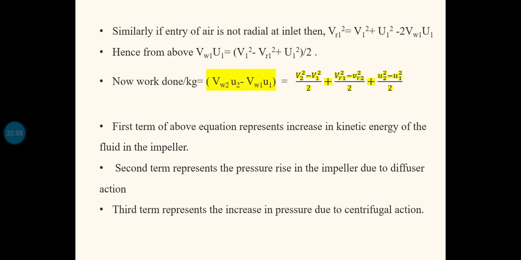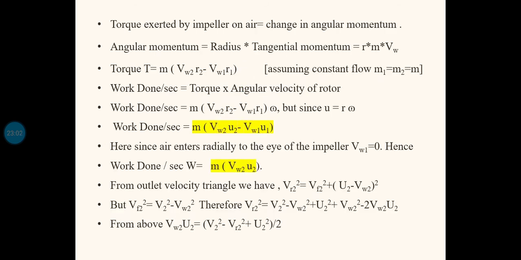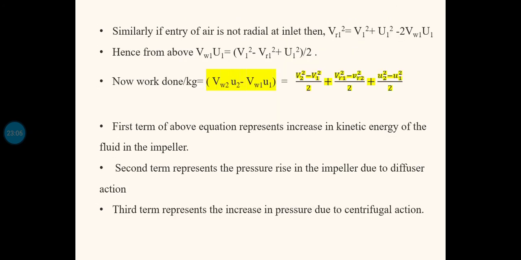So that will be equal to, see here, Vw2 u2 is V2 square minus Vr2 square plus u2 square by 2, and Vw1 u1 is this one. So substituting and rearranging, you will get Vw2 u2 minus Vw1 u1 equal to (V2 square minus V1 square) by 2 plus (Vr1 square minus Vr2 square) by 2 plus (u2 square minus u1 square) by 2. You can see this is just a reverse actually. Here it is V2 minus V1, here it is Vr1 minus Vr2.